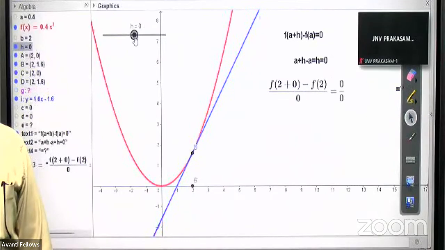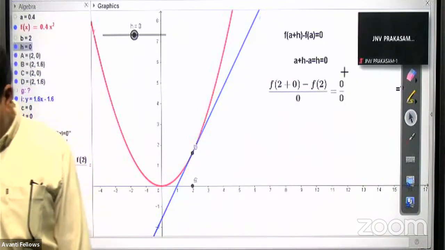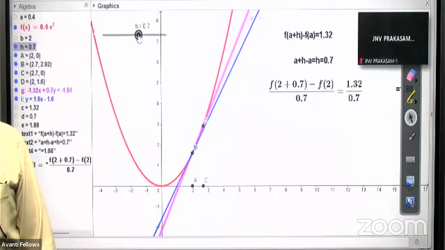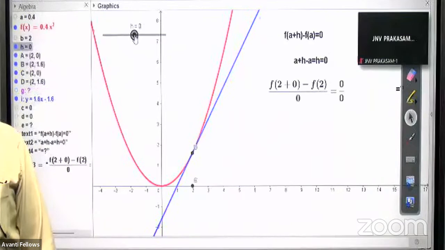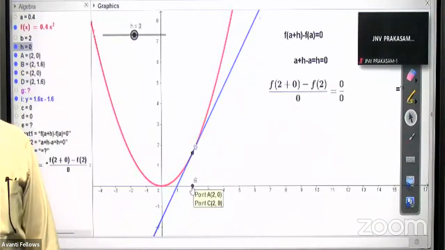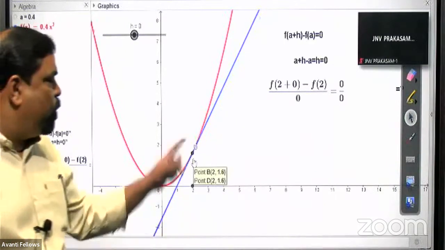Okay, now you see h is exactly 0. On the right side of the screen, you can see f of 2 plus 0 minus f of 2 divided by 0, that means 0 by 0. 0 by 0 is called indeterminate. But at this time, what we can observe in the graph is that the previous line is now falling on that blue line. And what is that blue line? That blue line is actually a tangent line at the point x equal to 2. Okay, at x equal to 2, the blue line is a tangent to this parabola.